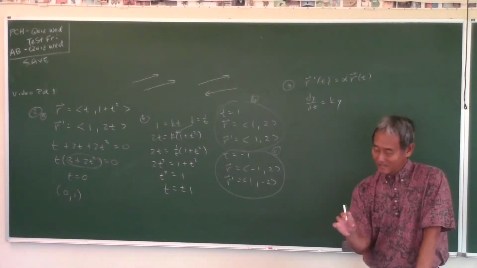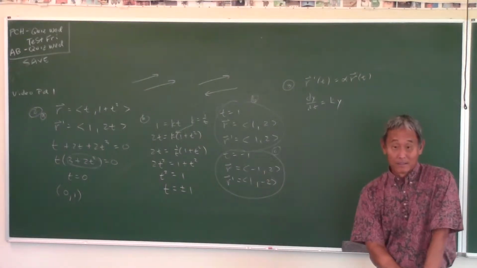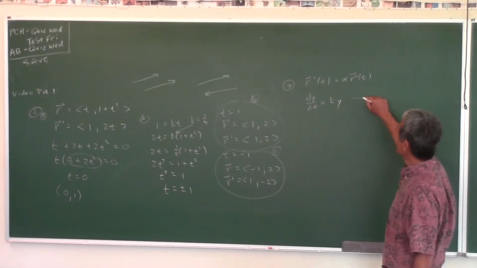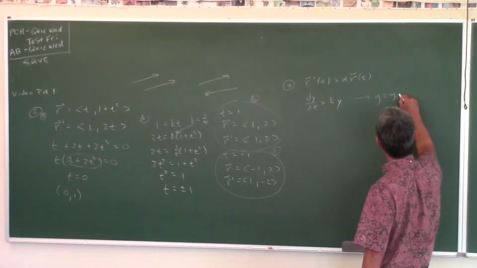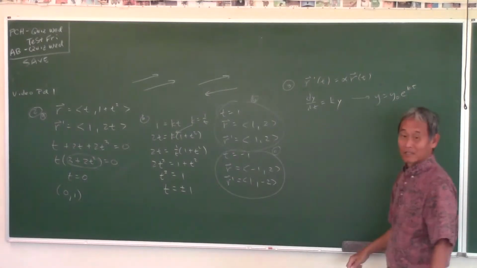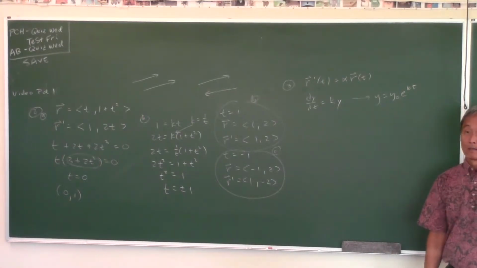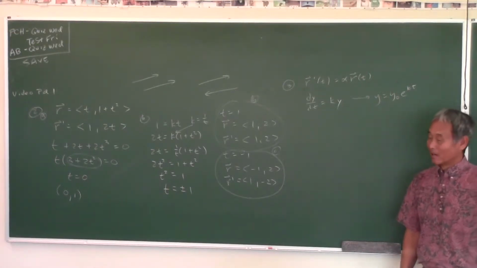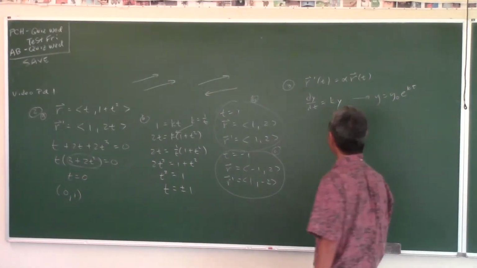Y e to the k. Oh, close. See, the solution is y equals y naught e to the kt. I know it had something to do with e. Okay, so since we don't remember, we're going to have to derive it.